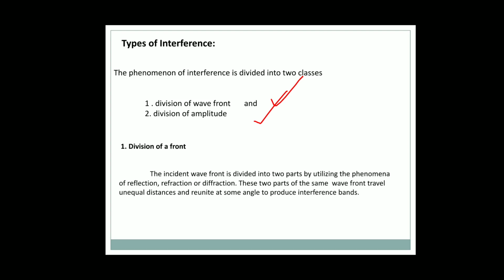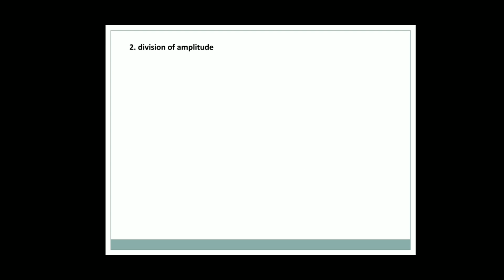So what is division of wavefront? If the incident wavefront is divided into two parts by utilizing the phenomena of reflection, refraction or diffraction, in all these three cases, two parts of the same wavefront travel unequal distances and reunite at some angle to produce interference bands. This division of wavefront is used in the Fresnel biprism experiment and the Lloyd's single mirror experiment.